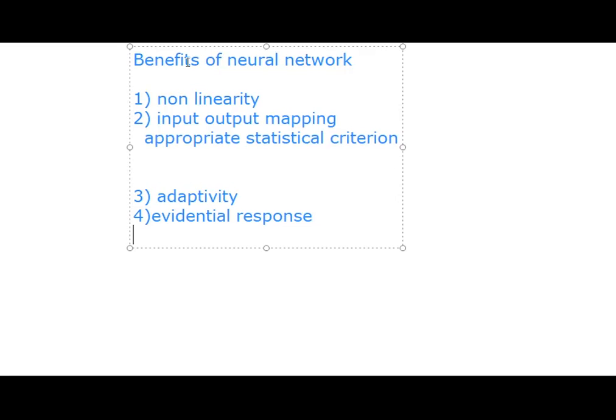Now the next point is contextual information. The knowledge is represented by the very structure and activation state of the neural network, and every neuron in the network is potentially affected by the global activity of other neurons in the network. Consequently, contextual information is dealt with naturally by a neural network.